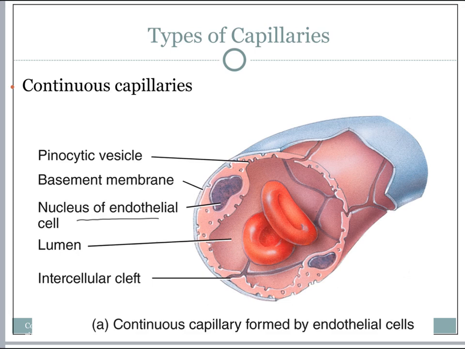So where do we find these? These capillaries have no perforations. They only allow small molecules to pass. We find this in places like muscles, skin, fat, and nervous tissue. So I'll introduce the second type, and then I'll tell you my analogy.